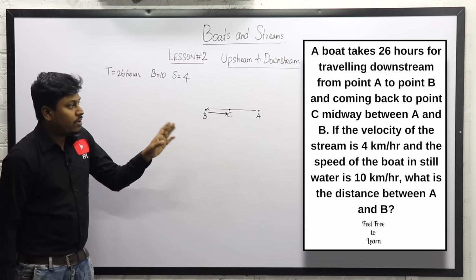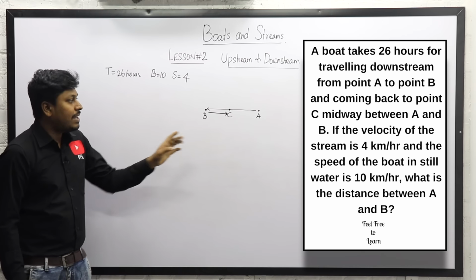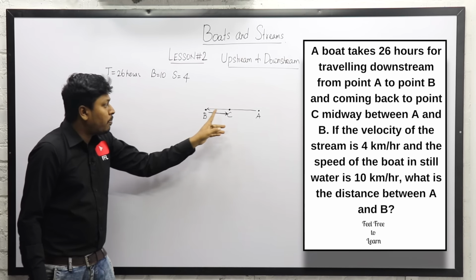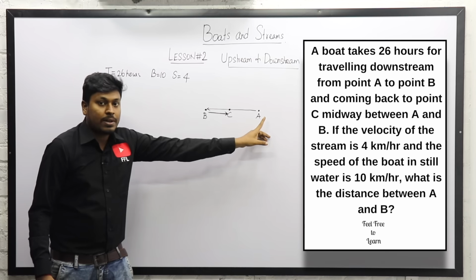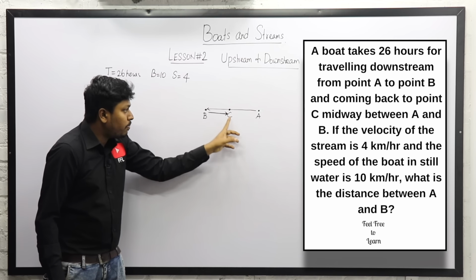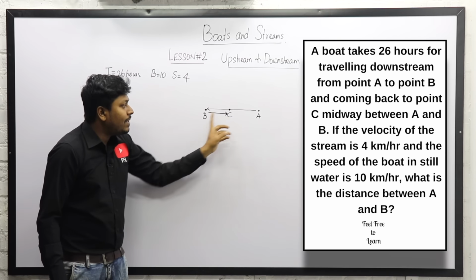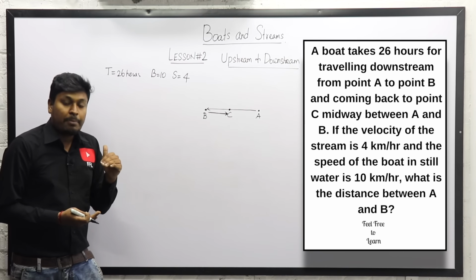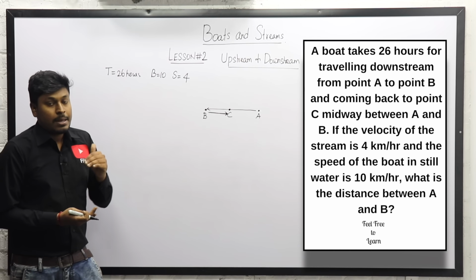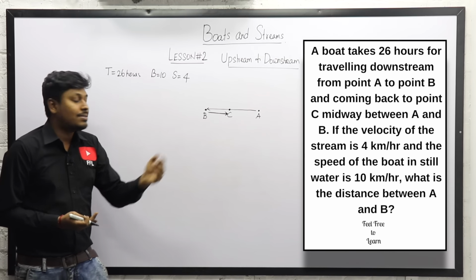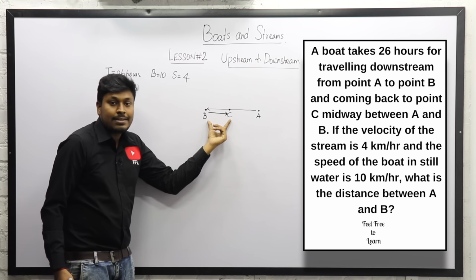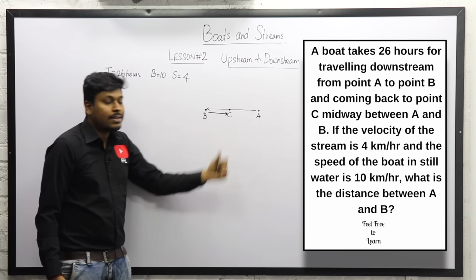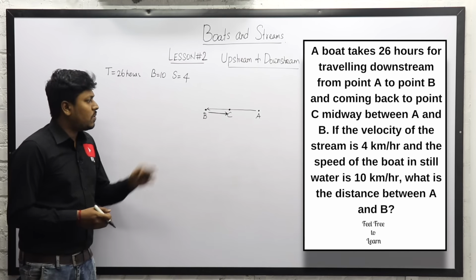Friends, got it? A boat traveled 26 hours for traveling downstream from point A to B and coming back to point C, not to point A, right? Total distance, half the distance coming to point C, which is midway between A and B. So remember that while downstream a boat is traveling the complete distance, but while upstream the boat is traveling only half the distance, that is B to C. But our target is to find what is the total distance, that is A to B. So got it? So now we can solve this, right?